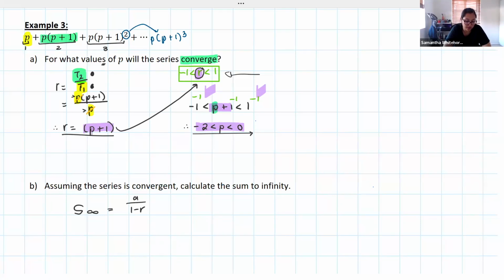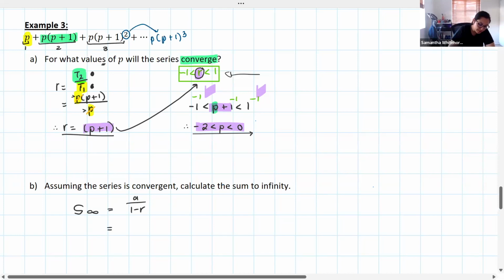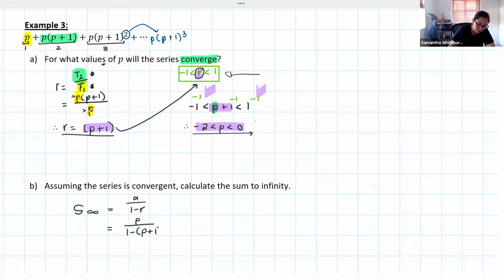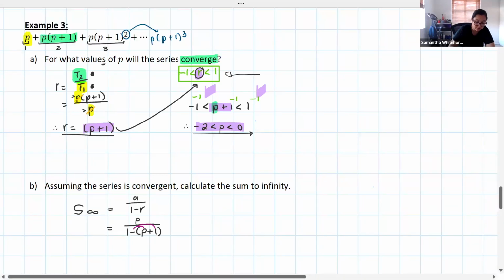So if we have a look at question B, guys, so assuming the series is convergent, calculate the sum to infinity. Cool, well done. We don't know what p is, so we're not going to guess. We can't just make a guess, but let's substitute in what we know. So we know a is p, and we know r is p plus 1. Now this goes back to what I said earlier. When you substitute, use brackets, because r is a multi-termed expression. That's a binomial. So I would actually need to distribute that negative, remember that's a -1, into that bracket.